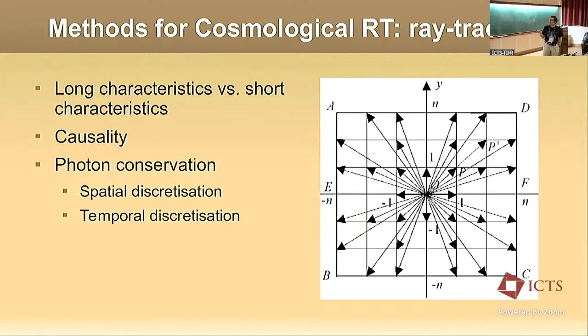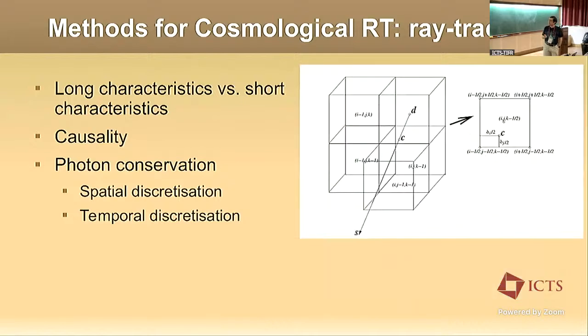And because codes are discrete in both space and time, they are not continuous. They have cells or some kind of spatial elements, and also time steps. You need to ensure photon conservation on both. So one way to do this is actually, okay, let's not go into this yet. I forgot to tell you about short characteristics.